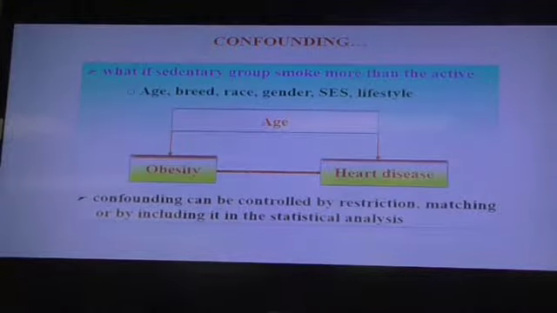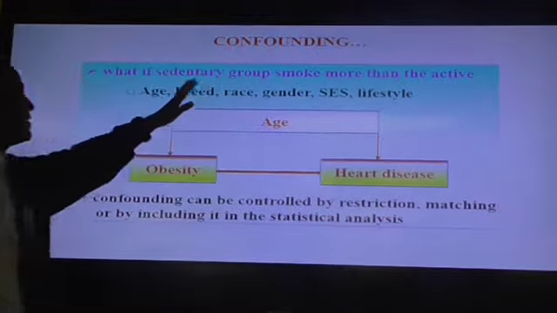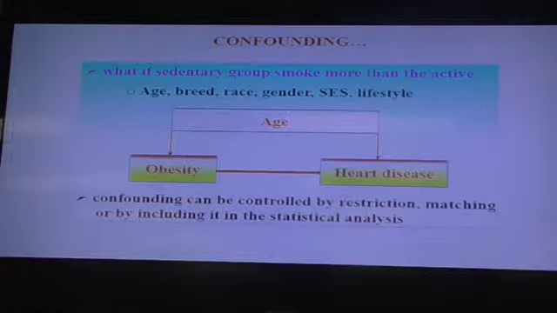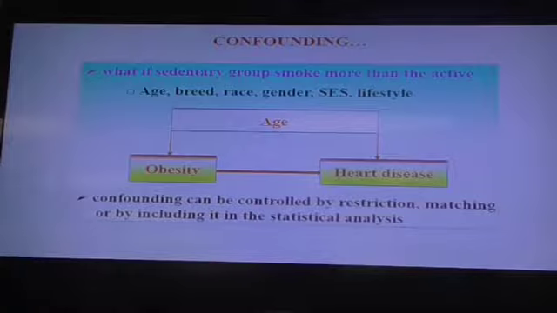So there are several factors that you can look at whenever you think that the study is confounded. Age is one, so you have to consider that all the time. In animals, breed; in humans, race. These are all confounding factors that you need to look at. Gender is another confounding factor. Socioeconomic status, also lifestyle. All of these are confounding factors when you are looking at the association.